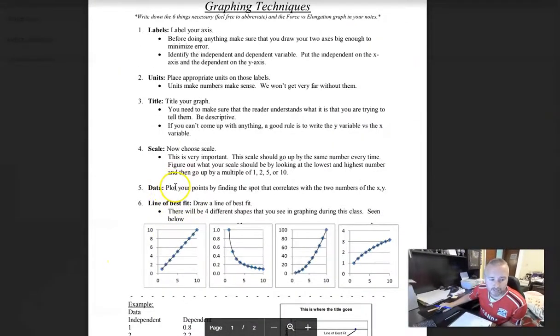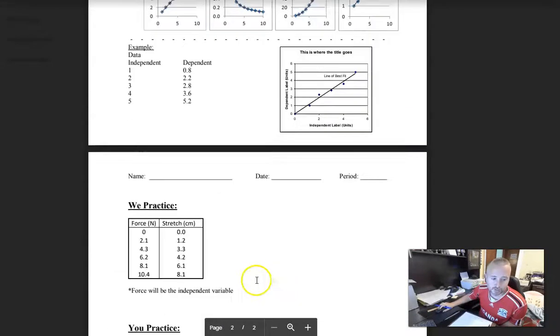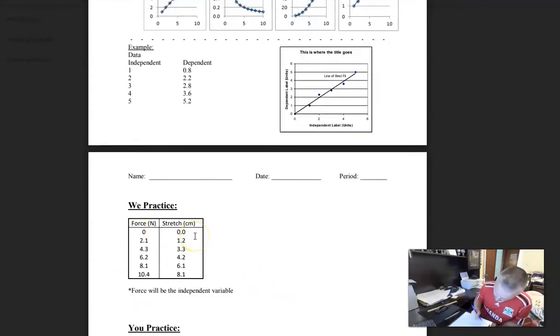Next, data. Plot your points by finding the spots that correlate between the x and the y. So let's look here. First spot's really easy. It's 0, 0. So I put a dot right here at 0, 0. Okay, I'll show you that here in just a second. But again, this is a little bit different than math.